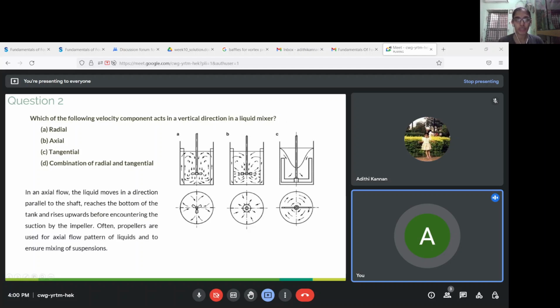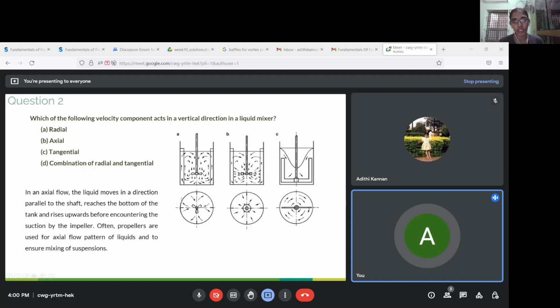So as you can see from the diagram itself, that is the side view of the diagram, only in an axial flow does the liquid flow parallel to the shaft and go in a vertical direction. The liquid will reach the bottom of the tank and then rise upwards back into the suction of the impellers. So there are different kinds of impellers that are used to generate each kind of flow.